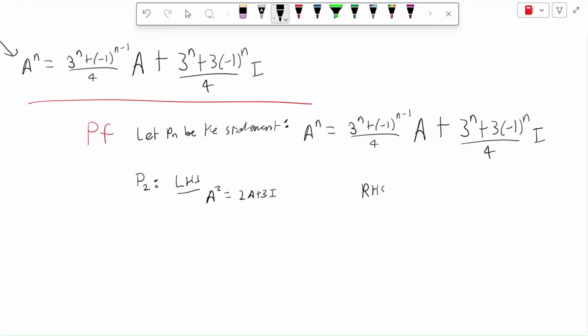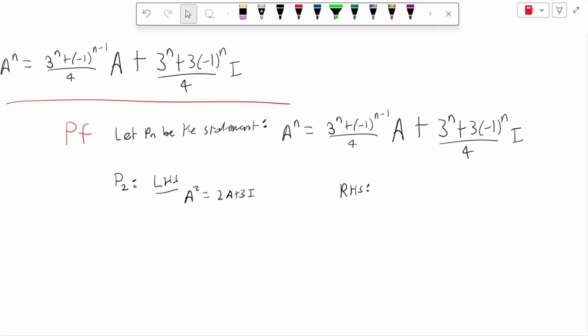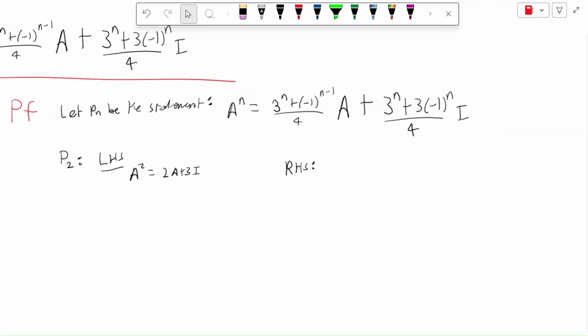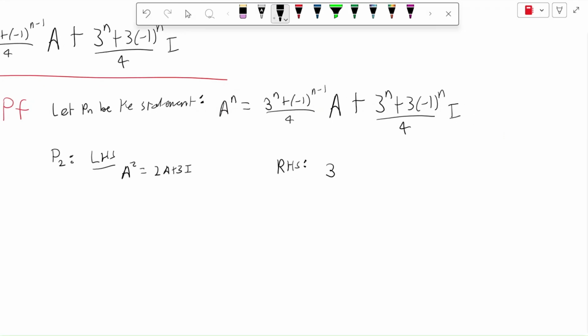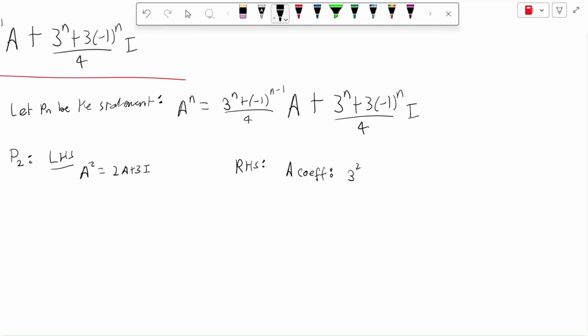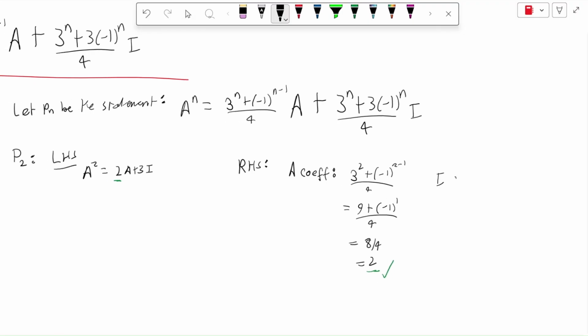And on the right-hand side, all right, maybe I'm just going to put it out like this. The A coefficient is going to be (3^2 + (-1)^(2-1))/4. This is (9 + (-1)^1)/4, so that's 8 over 4, which is 2. So yes, good, that matches.